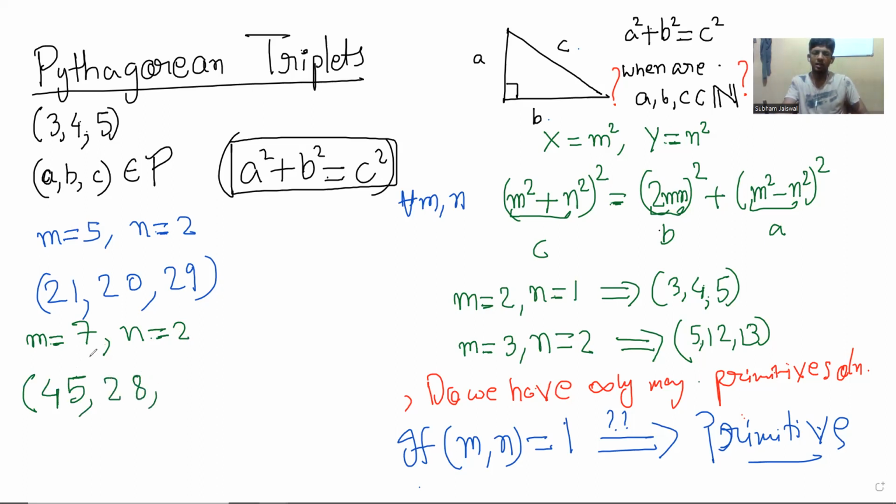And then we have 49 plus 4, which is 53. Is this primitive? Yes, because there's no common factor. And again, 53 is a prime, 29 is also a prime. So we are getting at least one prime so far. Do you think we will always get at least one prime?